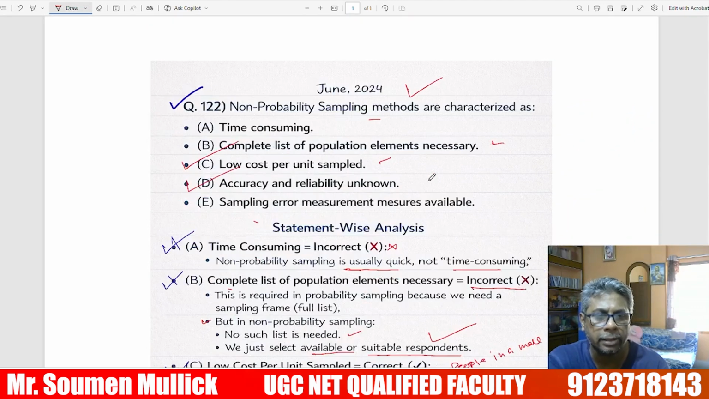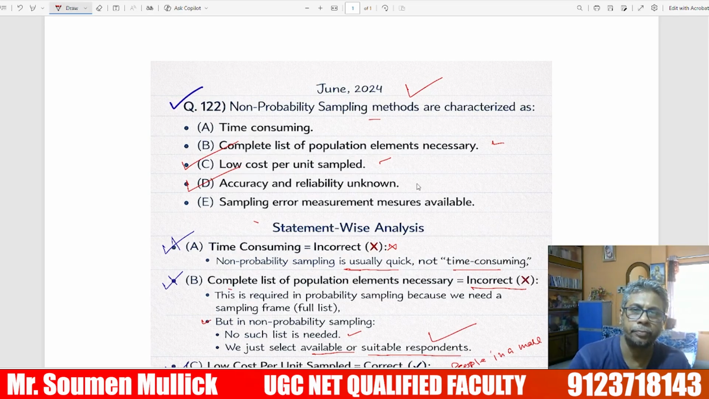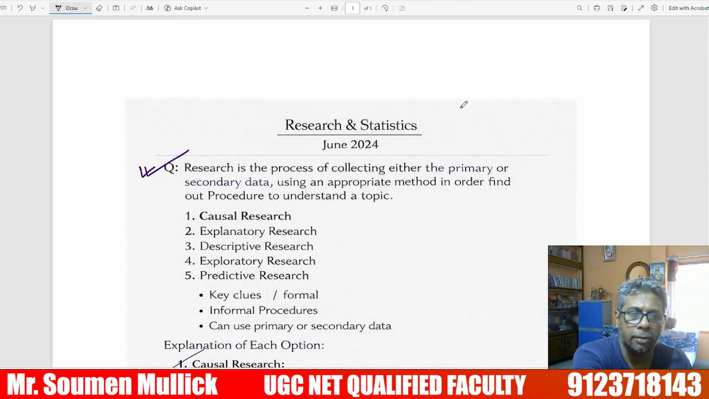So in the case of non-probability sampling method, C and D: low cost per unit sample, and accuracy and reliability unknown. This C and D is correct. Now we move on to the next question.